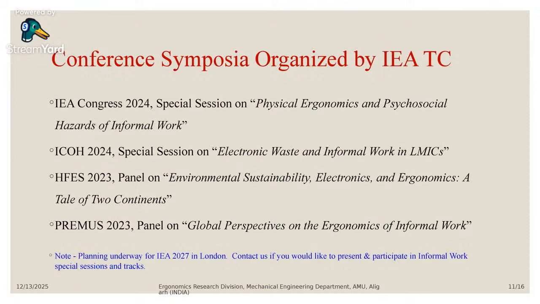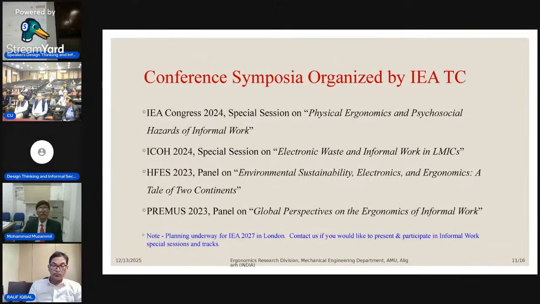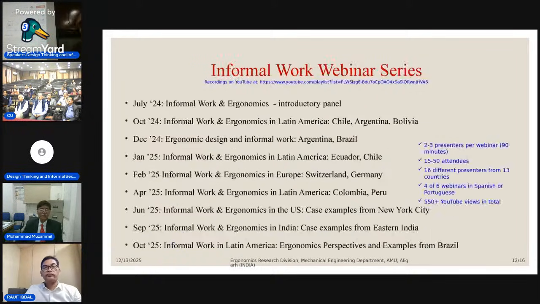We have organized different conferences and symposia. The technical committee organized a congress in 2024, where there was a special session on physical ergonomics and psychosocial hazards of informal work. At ICOH 2024, there was a special session on electronic waste and informal work. Similarly, there were HFES 2023 and PREMUS 2023, and now the planning is underway for IEA 2027, in which we can participate as far as informal work is concerned.